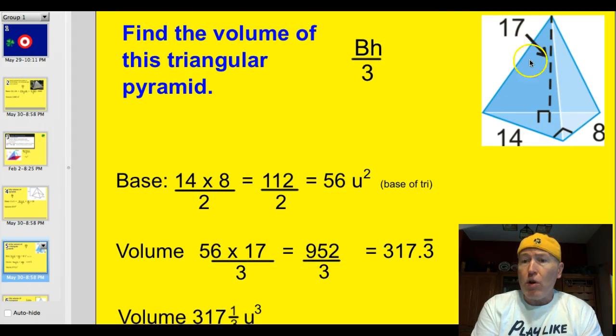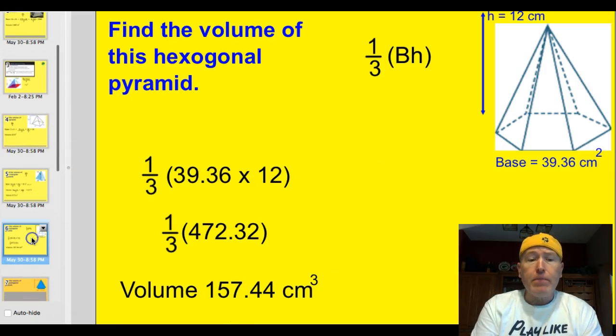Remember, there's no measurement or standard of measure listed. Use units. All right, here's one with a hexagonal base. Now, we don't know how to find the area of a hexagon, but that's okay. It's given. This is the simplest one there is. You've got the base. All you have to do is multiply it by the height.